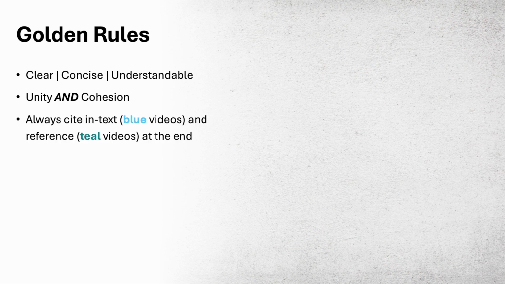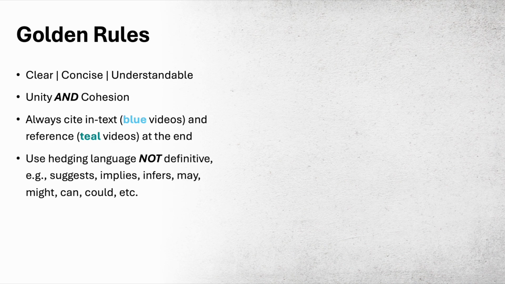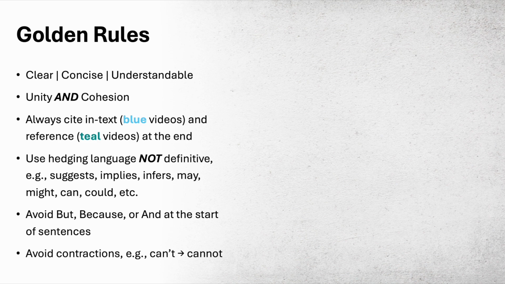Always cite in text. On the Academic Integrity Guide, citations are the blue videos. And reference at the end in a reference list. On the Academic Integrity Guide, teal videos are references. Use hedging language, not definitive language. For example, suggests, implies, infers, may, might, can, could. Avoid but, because or and at the start of sentences. Avoid contractions. Can't would become cannot.